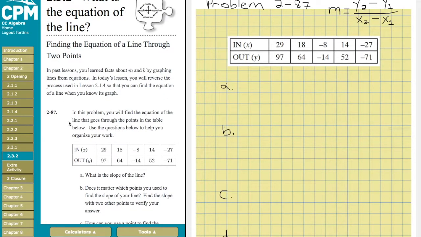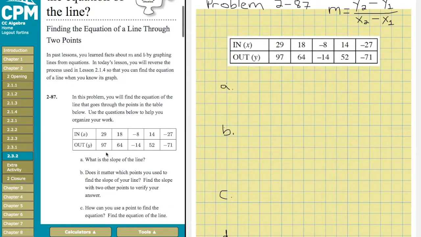In problem 287, it says, in this problem, you will find the equation of the line that goes through the points in the table below. Use the questions below to help you organize your work. And here we have the table.